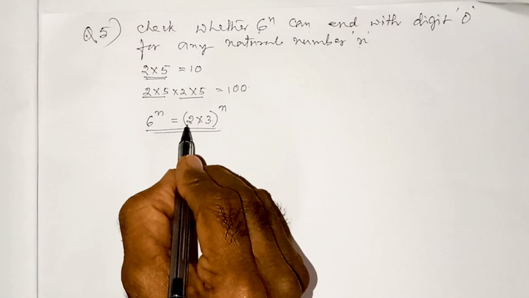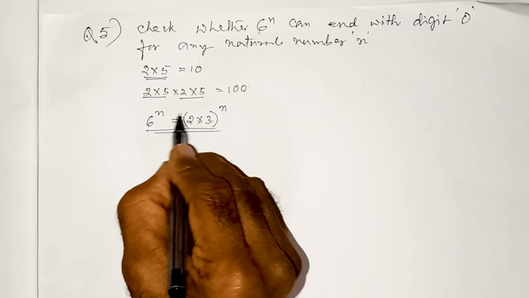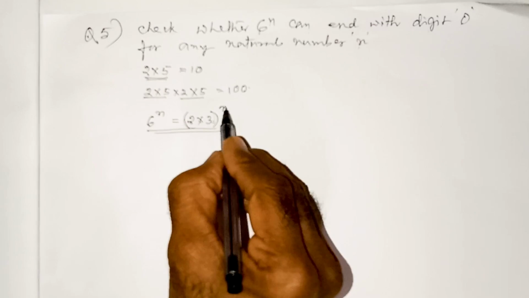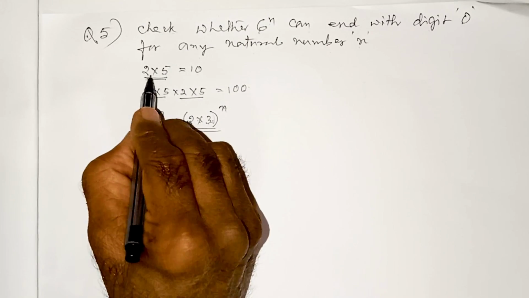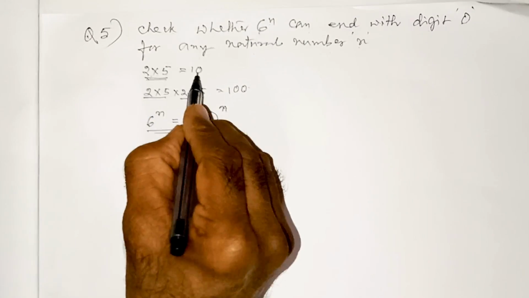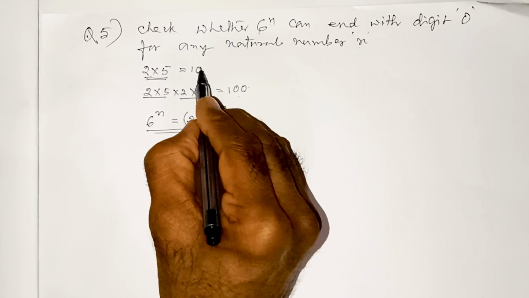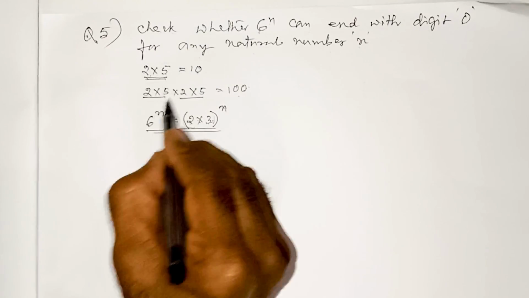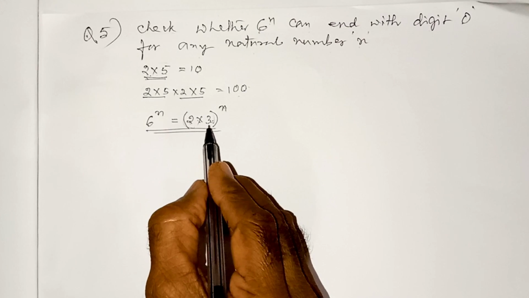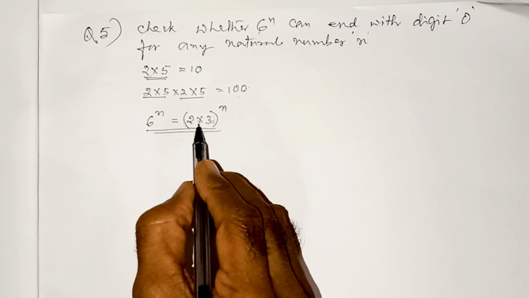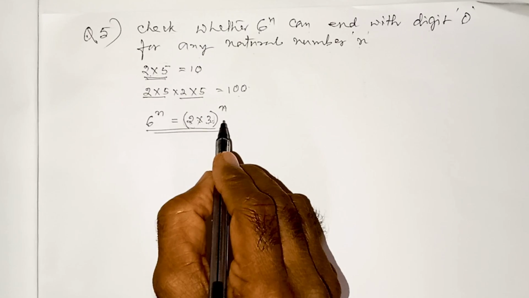I repeat, 6 is factorized, 2 into 3 is 6, whole to the power n. We have n here, so whole to the power n. Now you see, there is no pair of 2 into 5. 2 into 5 gives you 10. Or two pairs of 5 into 2 gives you 100. At the end, if you want 0, you must have this pair, either in pairs or at least a single pair. But in this case, you don't see any pair of 2 into 5. Therefore, this number 6 to the power n does not end with 0.